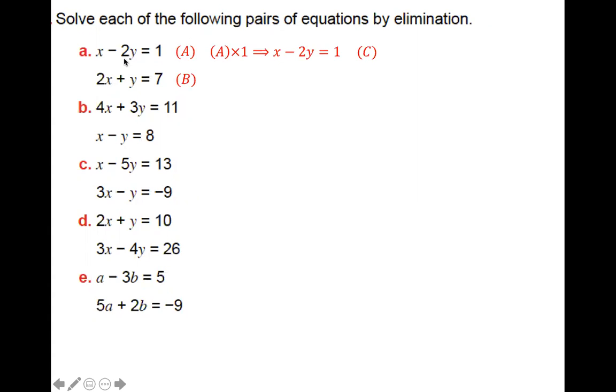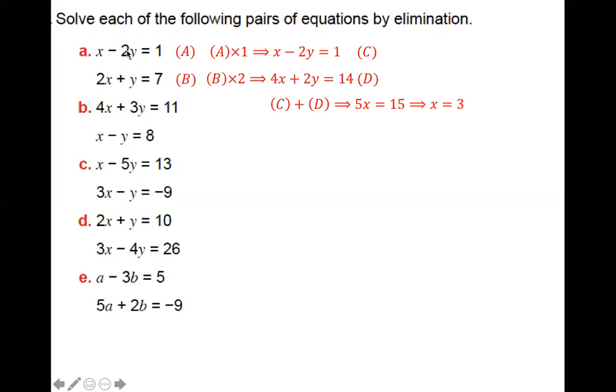Then I'm going to decide to do A times 1, whereas B, I'm going to do B times 2. So that means I've got negative 2y at the top and positive 2y at the bottom. Then once I've got my C and D here, it's just a matter of adding them to get 5x equals 15. Yeah, so C plus D gives me 5x equals 15, then x equals 3. So the only difficulty is to choose which one you're going to eliminate first.